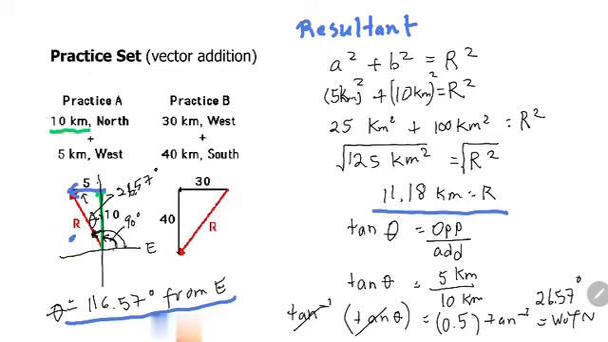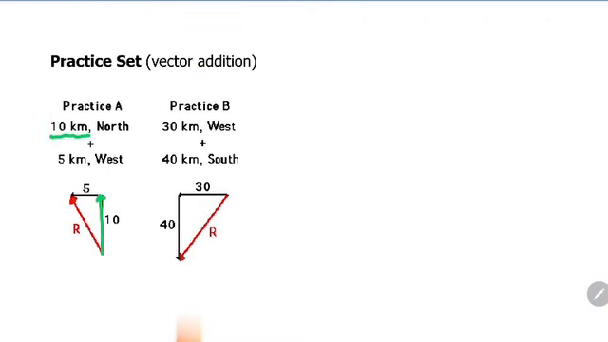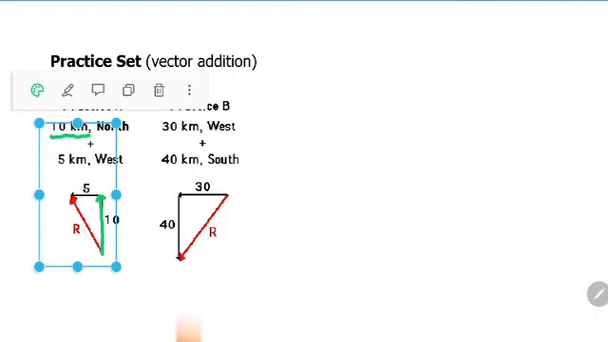So, sabihin mo, ang resultant ay 11.18 kilometers with the direction 116.57 from the east. Let's solve another one. Okay, let's get this one, the next one.